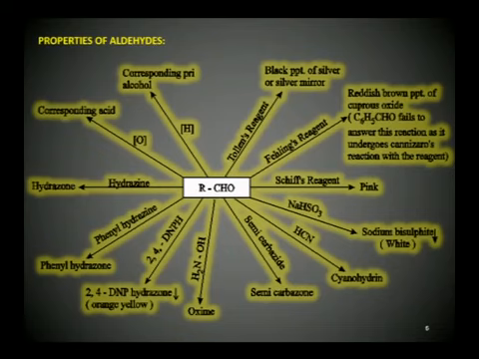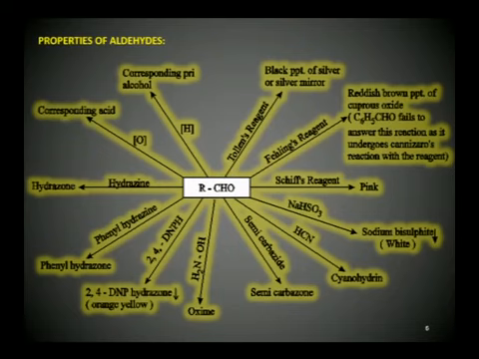When aldehydes are treated with Schiff's reagent, we get a pink colored solution. When aldehydes are treated with sodium bisulfite, we get the sodium bisulfite addition product of acetaldehyde or aldehydes as a white precipitate. In the same way, when aldehydes are treated with hydrogen cyanide, cyanohydrins are produced. When aldehydes are treated with semicarbazide, semicarbazone is produced. When aldehyde is reacted with hydroxylamine, oximes are produced.